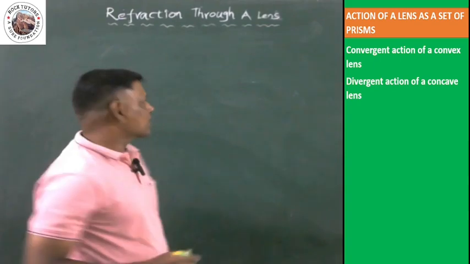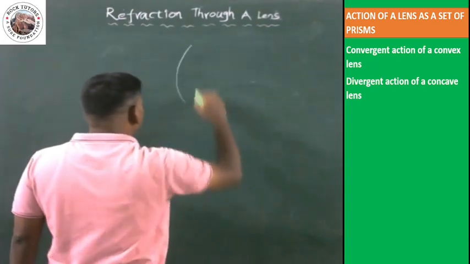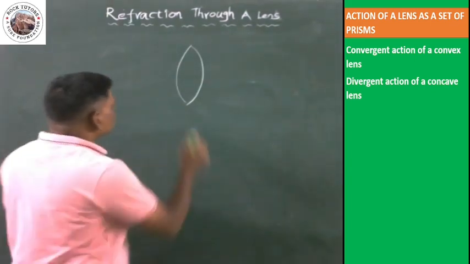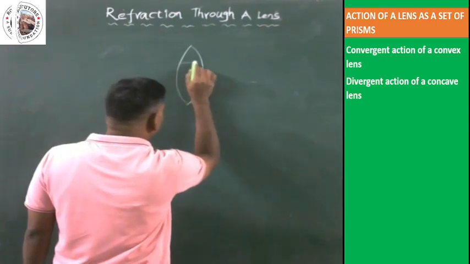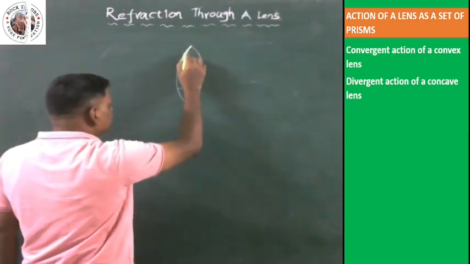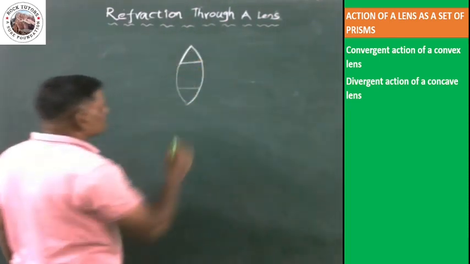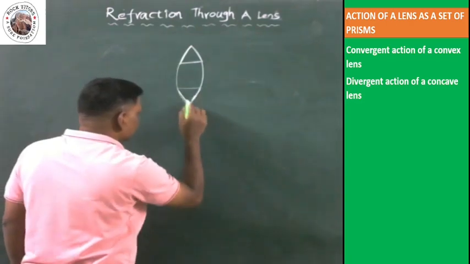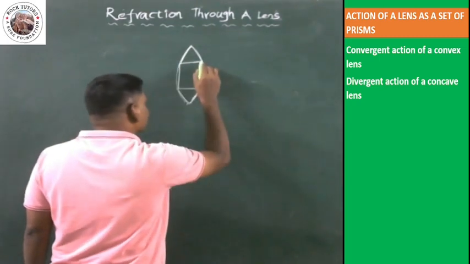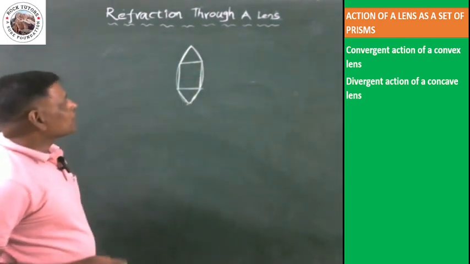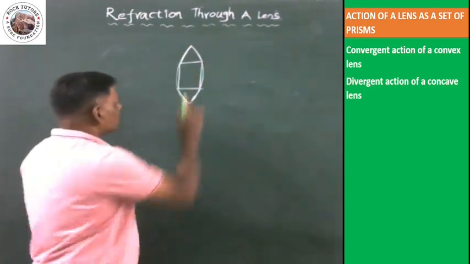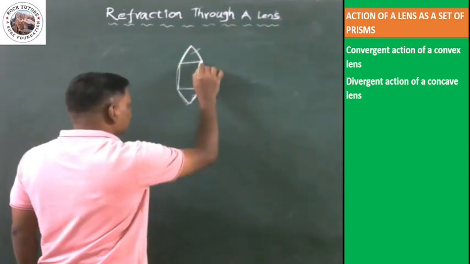If you observe the lens, in this lens, see how this part and this part look. This looks like a prism, and this also looks like a prism. And the middle portion looks like a rectangular glass slab. Now this is a prism, this is also a prism, this is a glass slab.